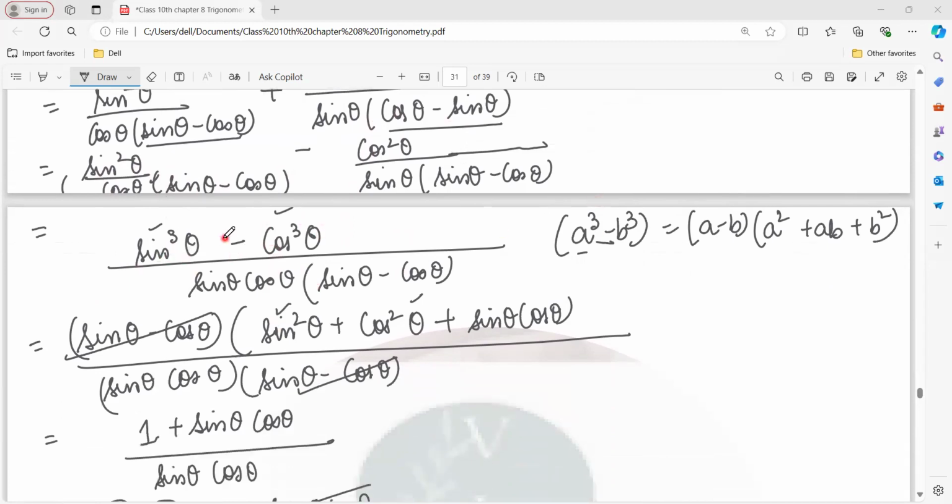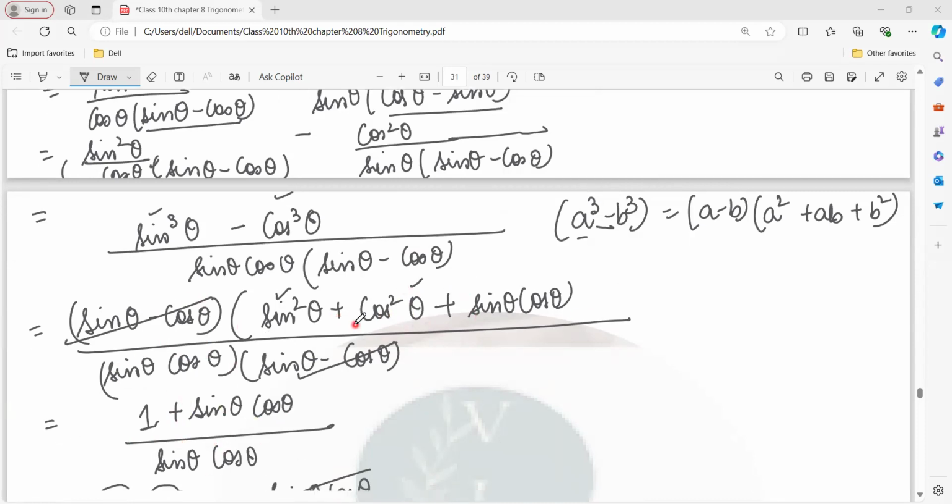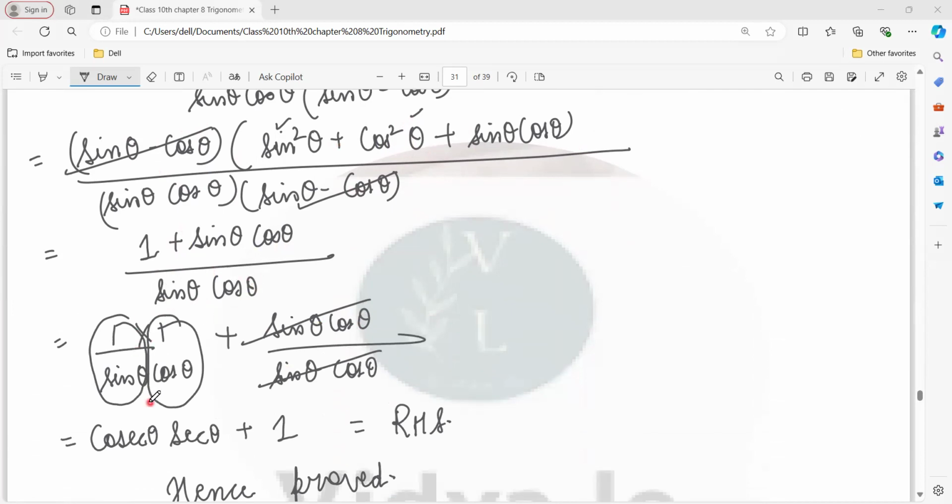Now we have the identity a cube minus b cube, which is equal to a minus b into a square plus ab plus b square. So we'll apply the identity. We'll get a minus b into a square plus b square plus ab. Now this sine theta minus cos theta and the sine theta minus cos theta will cancel out each other. And the sine square theta plus cos square theta is 1, plus sine theta into cos theta. And in the denominator, we have sine theta into cos theta.